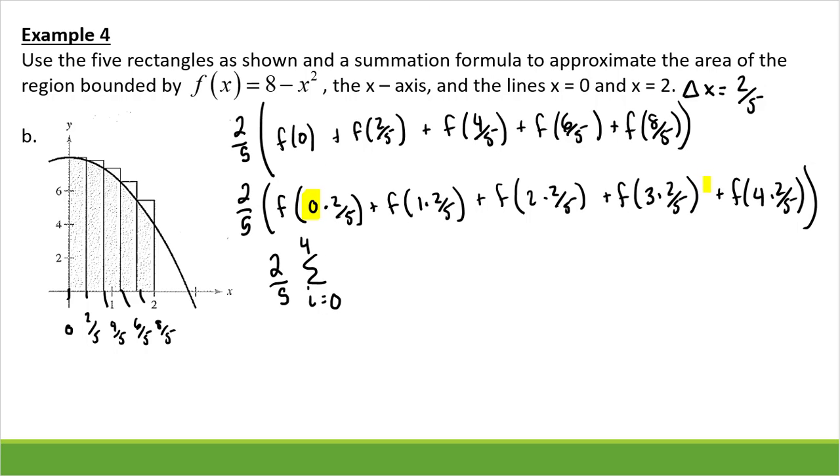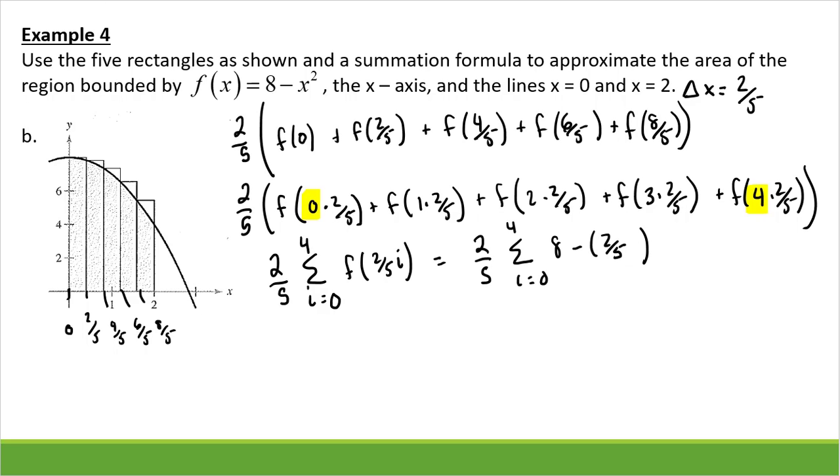Or again, remembering our function is 8 minus x squared, but I'm not using x here, I'm using i's, so 8 minus (2/5 i) squared. And typing that in your calculator, you get 14.08.